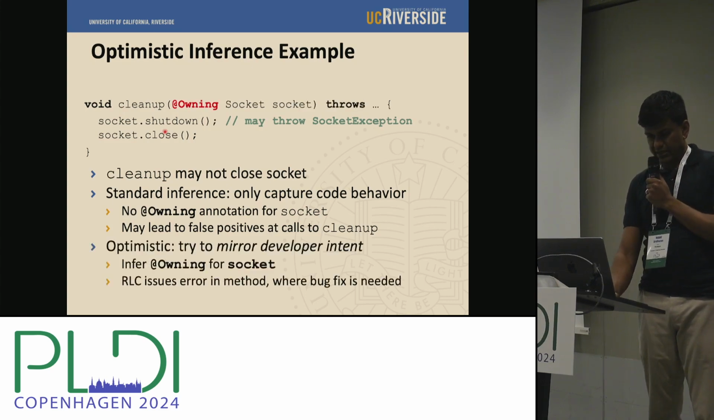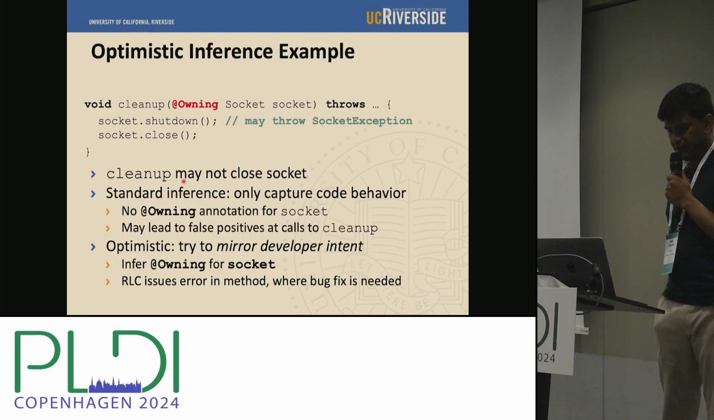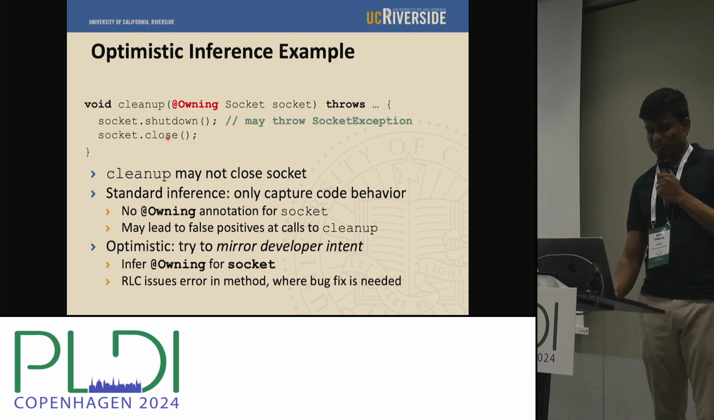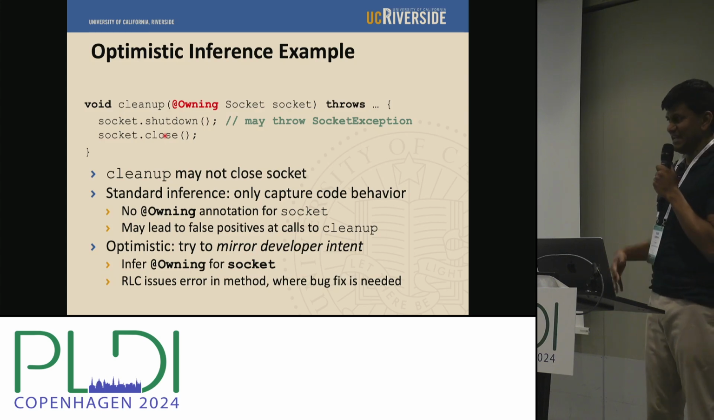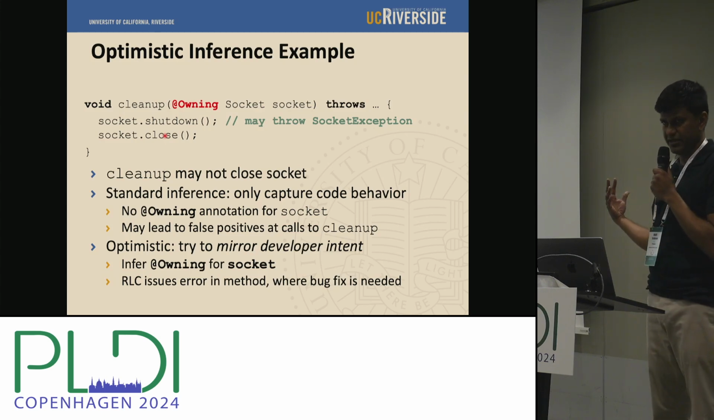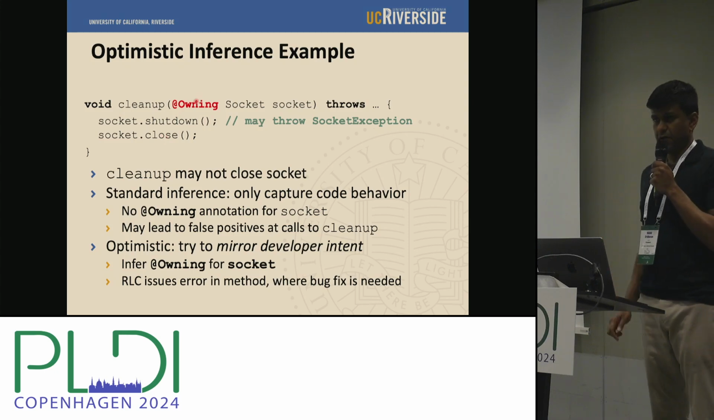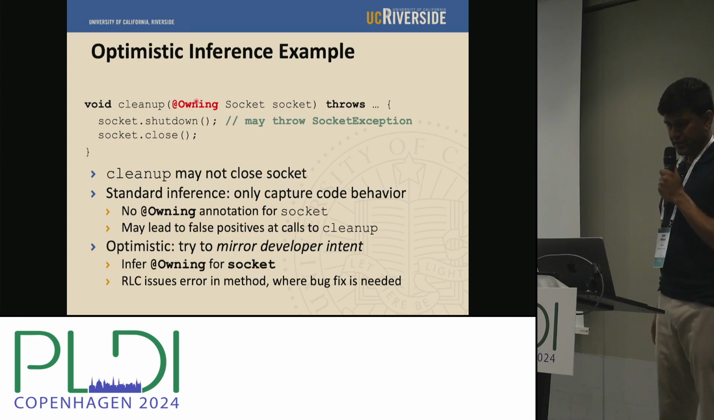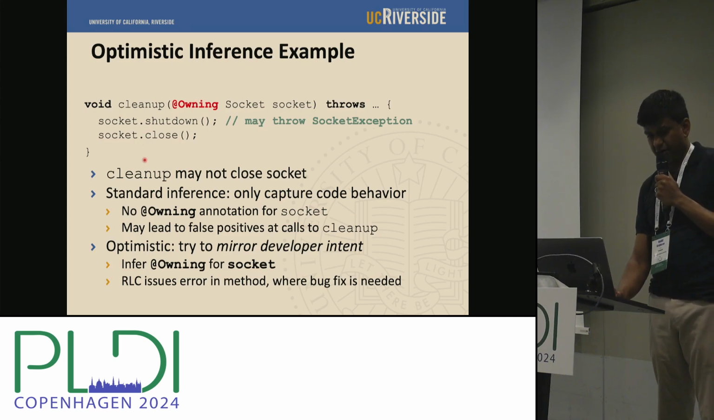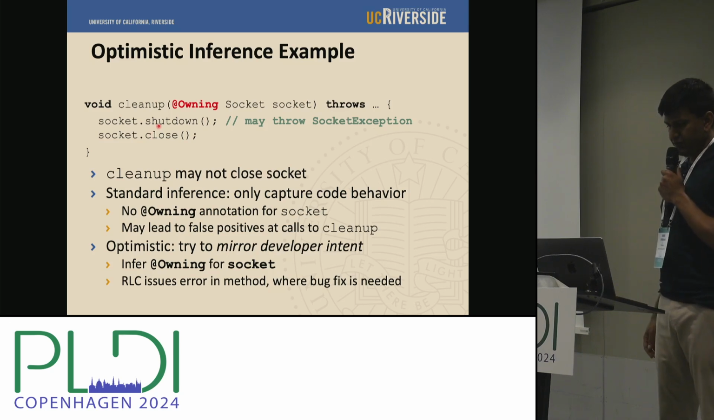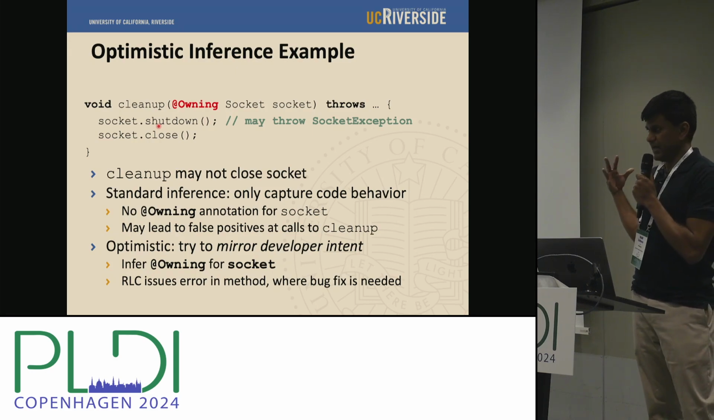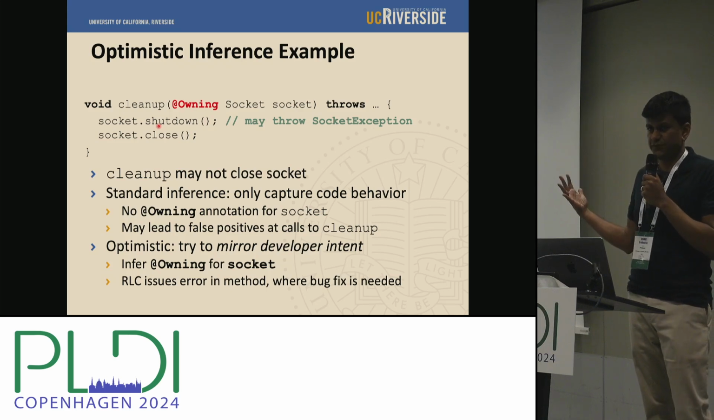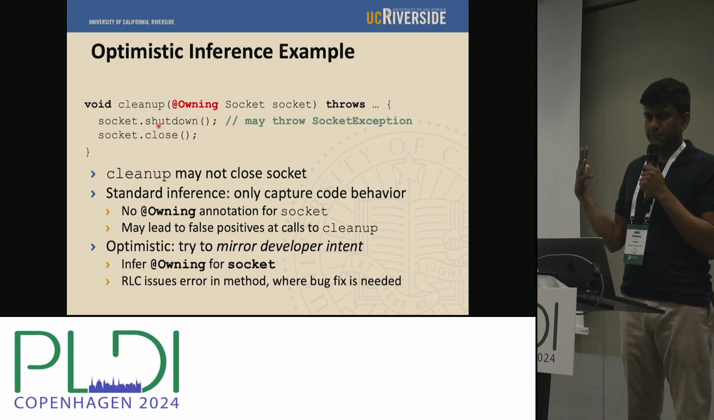So what we do is we do this optimistic inference where we try to mirror the developer intent. It looks like you are trying to close the resource here. Usually when a method tries to close a resource, it intends to close it always, not just conditionally. So we go ahead and we infer this owning annotation on the parameter. And this will not be verified, right? You'll get an error inside this method when you try to run the checker. But arguably, that's where the bug fix is needed anyway, right? If you fix the bug here, put the close in a finally block, then that's really, I think, what the developer intended to do, right? We can't do proofs about this, but it seemed to work better in practice.